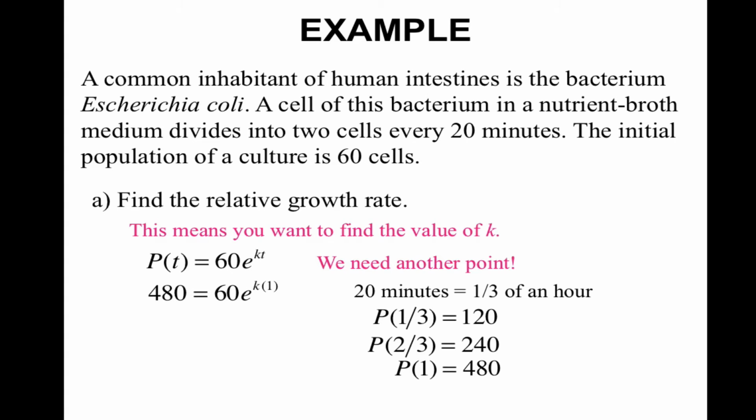So I'm going to choose to use the point (1, 480), just because it would be easier to evaluate. I could technically use any one of those if I wanted to. So now I'm going to go ahead and solve for k. So divide both sides by 60. So that means e to the k equals 8. So that means k is going to equal the natural log of 8.